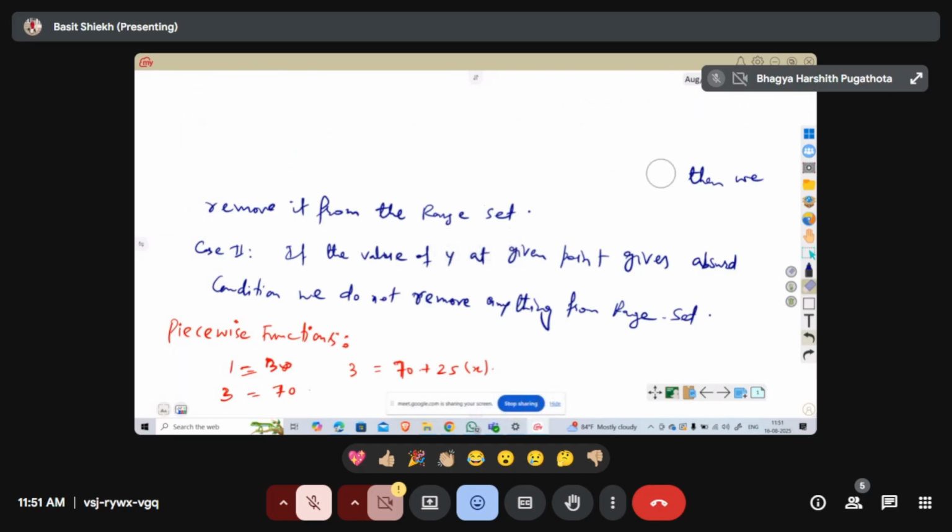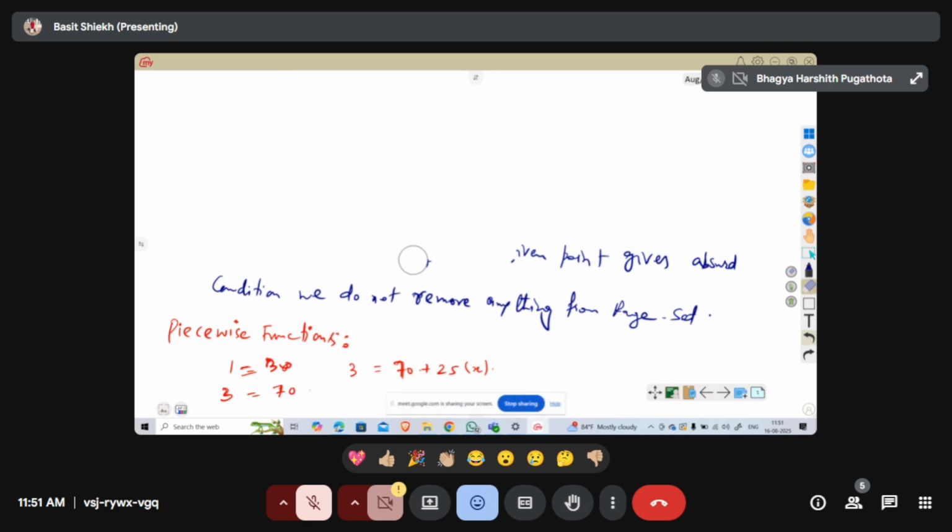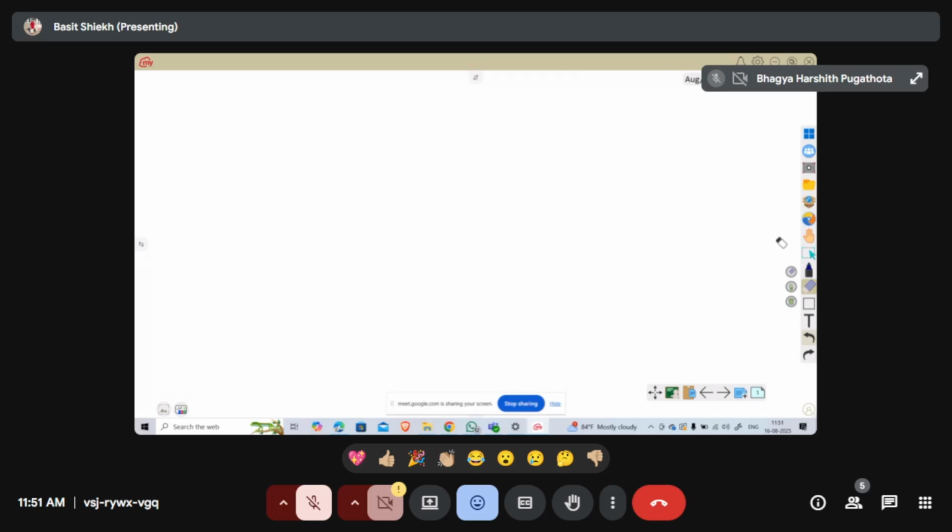Now you can solve all those three sheets which have been given to you earlier, DPP1, DPP2, DPP3. Try to solve all of those.